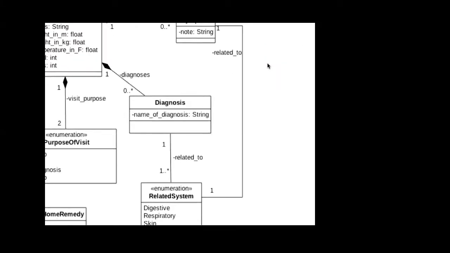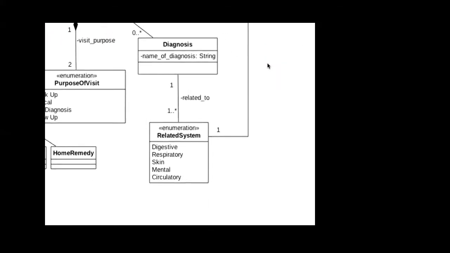But let's look at this one. Diagnosis, the relationship here from diagnosis to related symptom. So one diagnosis can have, oh, sorry, not symptoms, systems. I'm sorry. One diagnosis can have, right, so every diagnosis can be related to any number of systems.